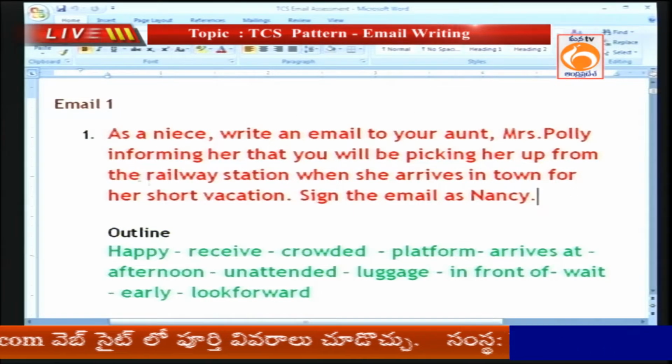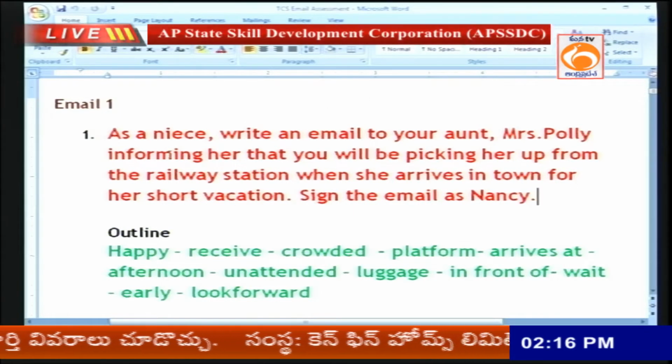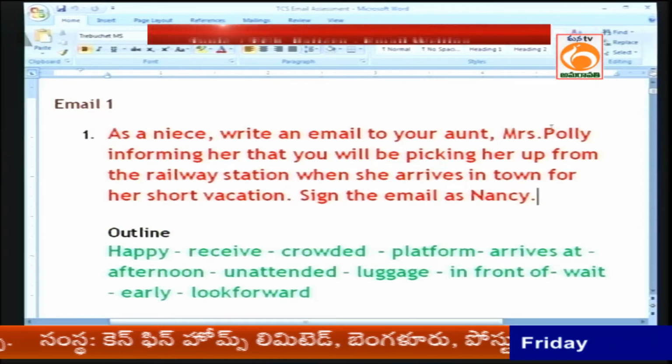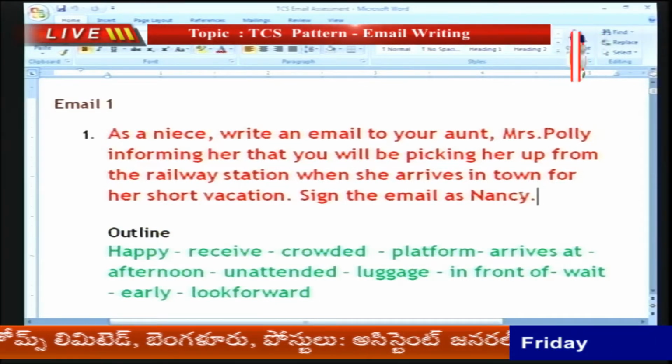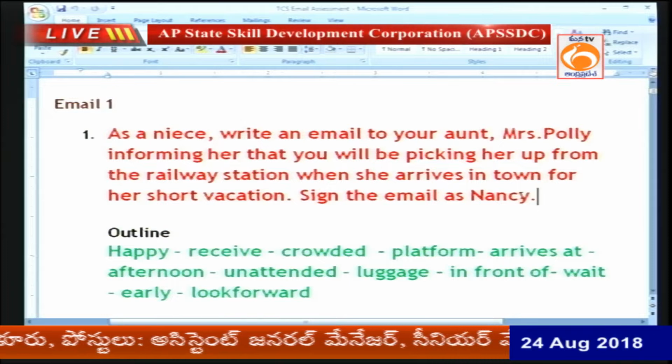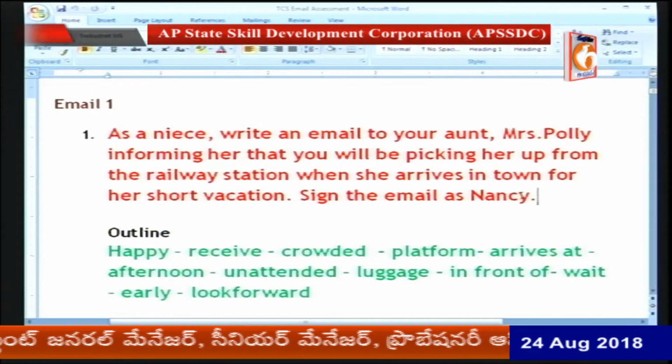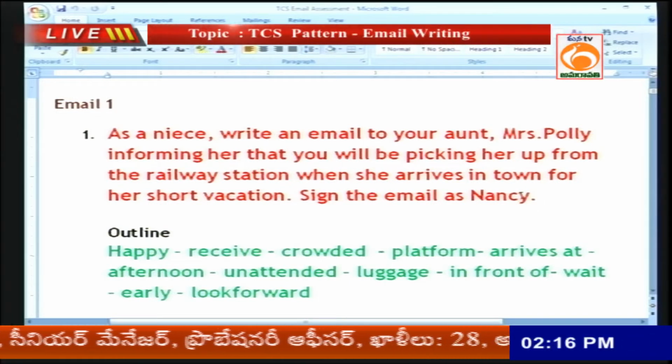So this is the entire scenario of the email that you need to write. The receiver is Mrs. Polly, the sender is Nancy, and you're writing an email to inform her that you will be picking her up from the railway station.